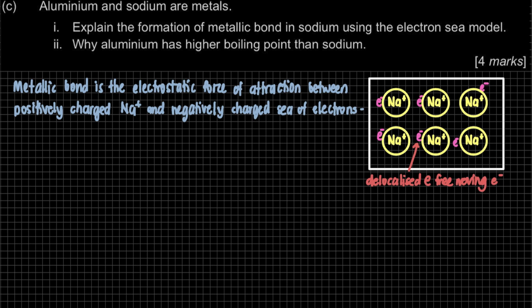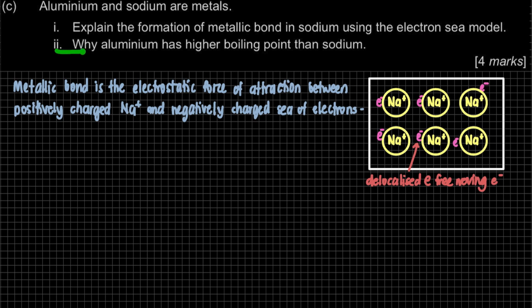Don't forget to label the electrons as delocalized or free moving electrons. Usually in your notes you use delocalized, which means free moving. It is mobile, it can move around. So this is the basis of the metallic bond, whereby there is the electrostatic force of attraction between what? Between our positively charged cation, in this case sodium Na+, and negatively charged sea of electrons. So that is about our metallic bonding.